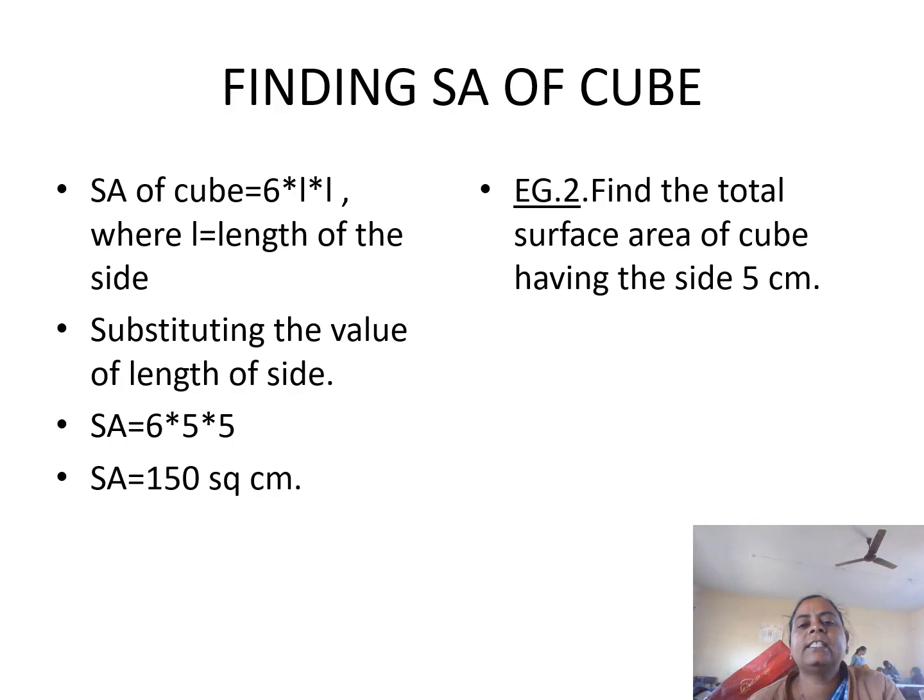Let us take another example. Now we are supposed to find the surface area of the cube having the side as 5 centimeter. Now again, what is the formula for calculating the surface area of the cube? It is 6 into L into L. Now substituting the value of the length in the formula, we get 6 into 5 square, and that is equal to 150 square centimeter.